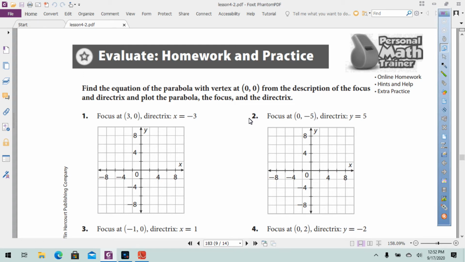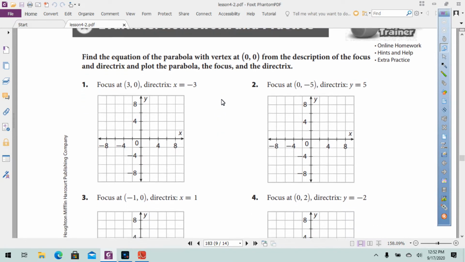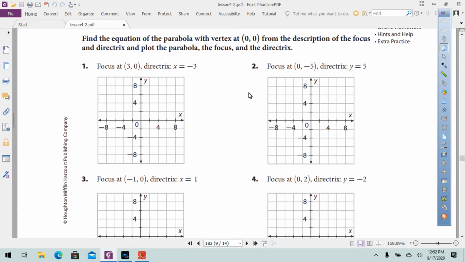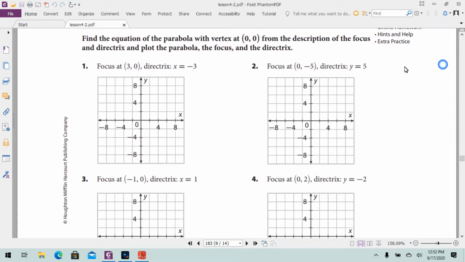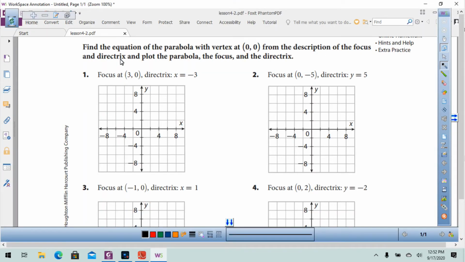Classwork 4, Algebra 2, Lesson 4-2. It says, find the equation of the parabola with a vertex at 0, 0 from the description of the focus and directrix and plot the parabola, the focus, and the directrix. Okay, the focus is at 3, 0. So that's going to be right here.